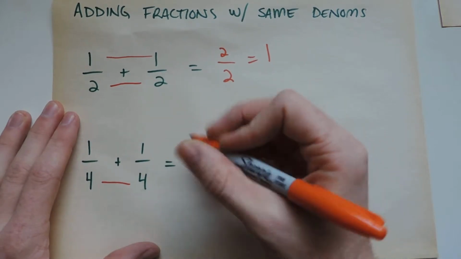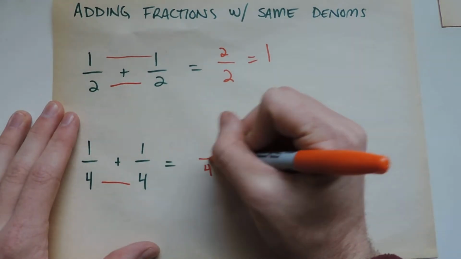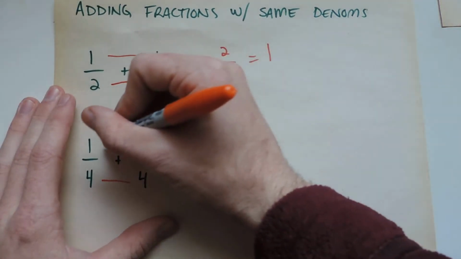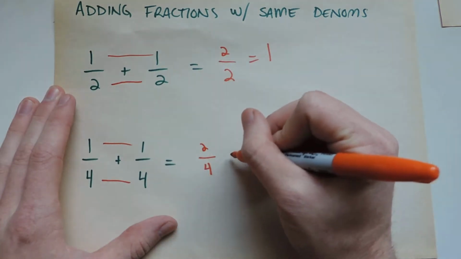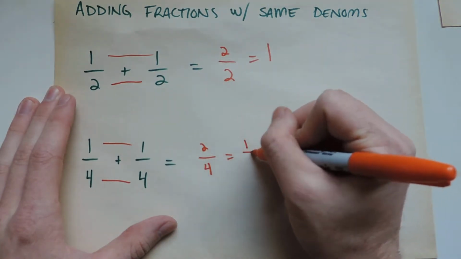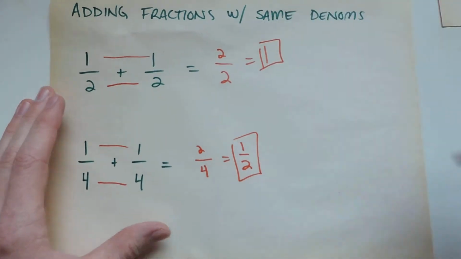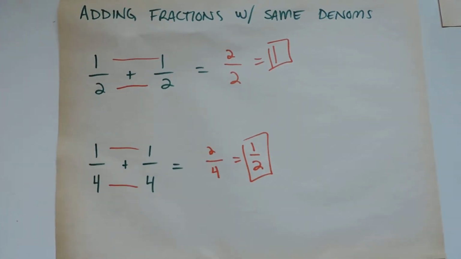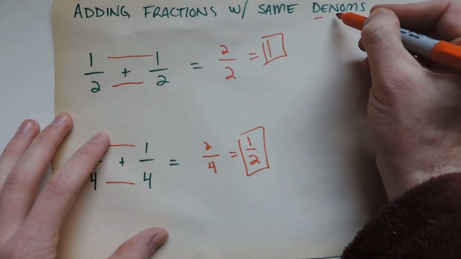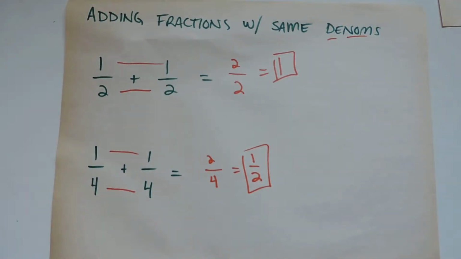Then here, same thing. You're going to keep the denominator here, and then you're going to add the top. So you're going to get 2/4. Again, that's going to equal 1/2 when it reduces. So this is really easy when they have the same denominators. That's the number in the bottom. D means down, nom means name in Latin.